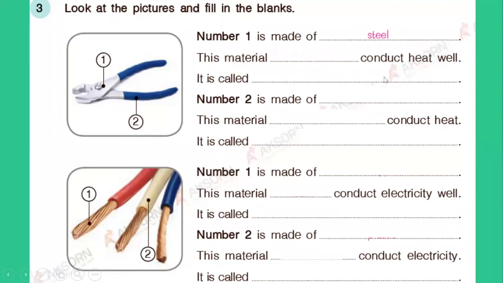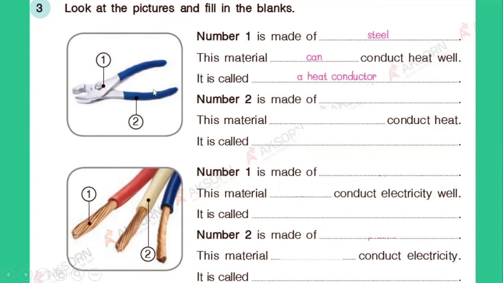And we know that metals conduct electricity and heat, right? So we write it down here. This material can conduct heat well. So it's a heat conductor. This material can conduct heat well, and it is called a heat conductor. A heat conductor, all right? Heat conductor.